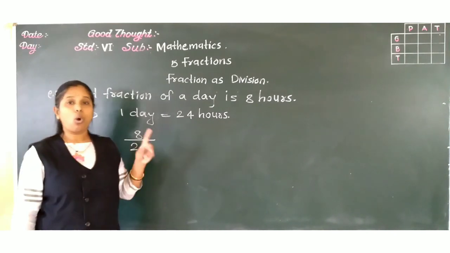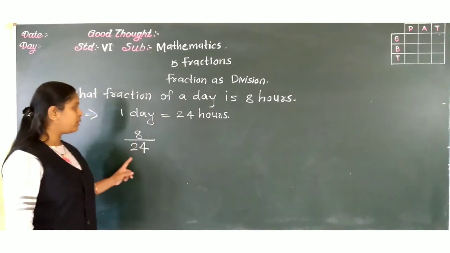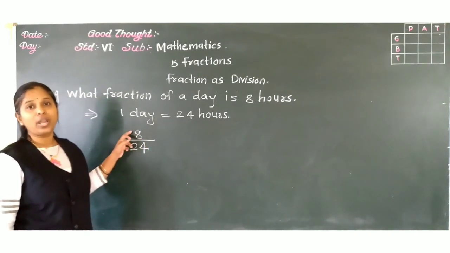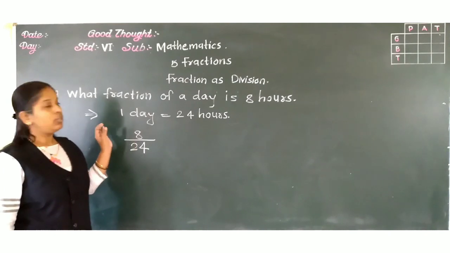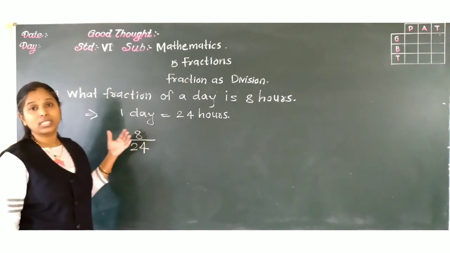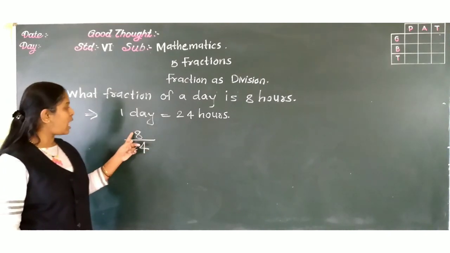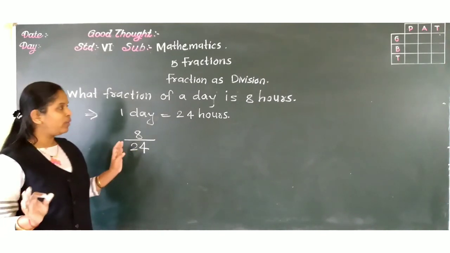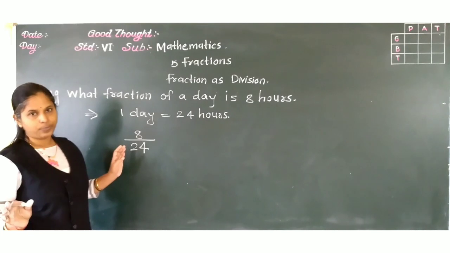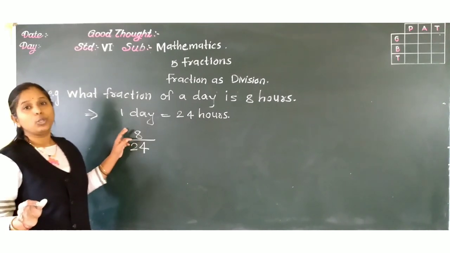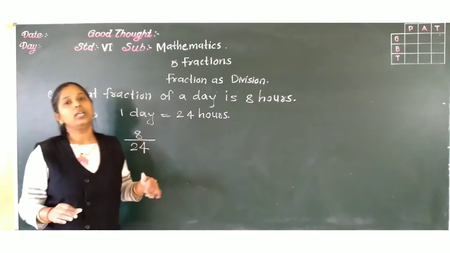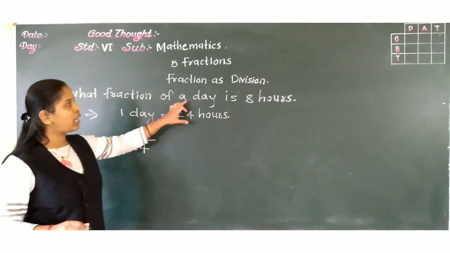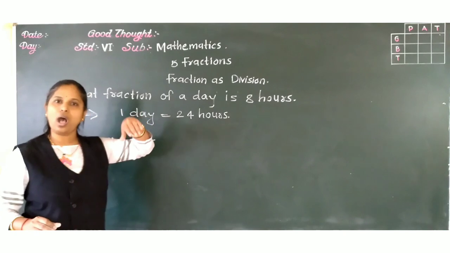See students, always when we are writing the fraction, numerator and denominator should have equal, same units. If one is hour and another is minute, then you will not get the proper answer. Always the numerator and denominator should have equal units. That's why I have converted day into hours.